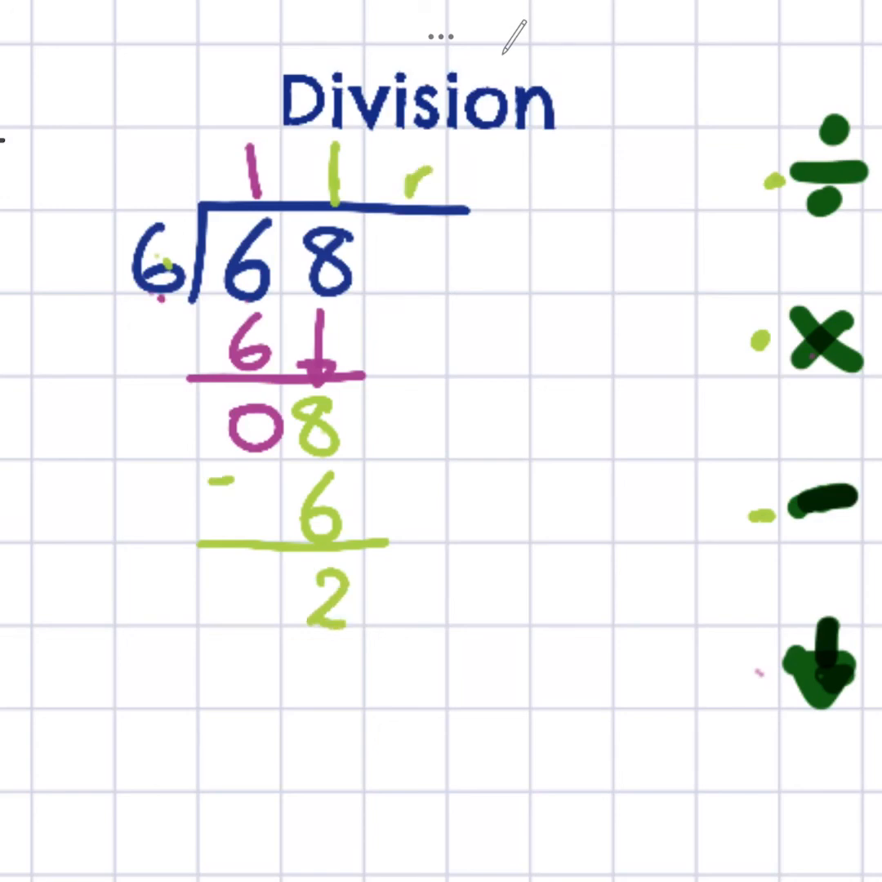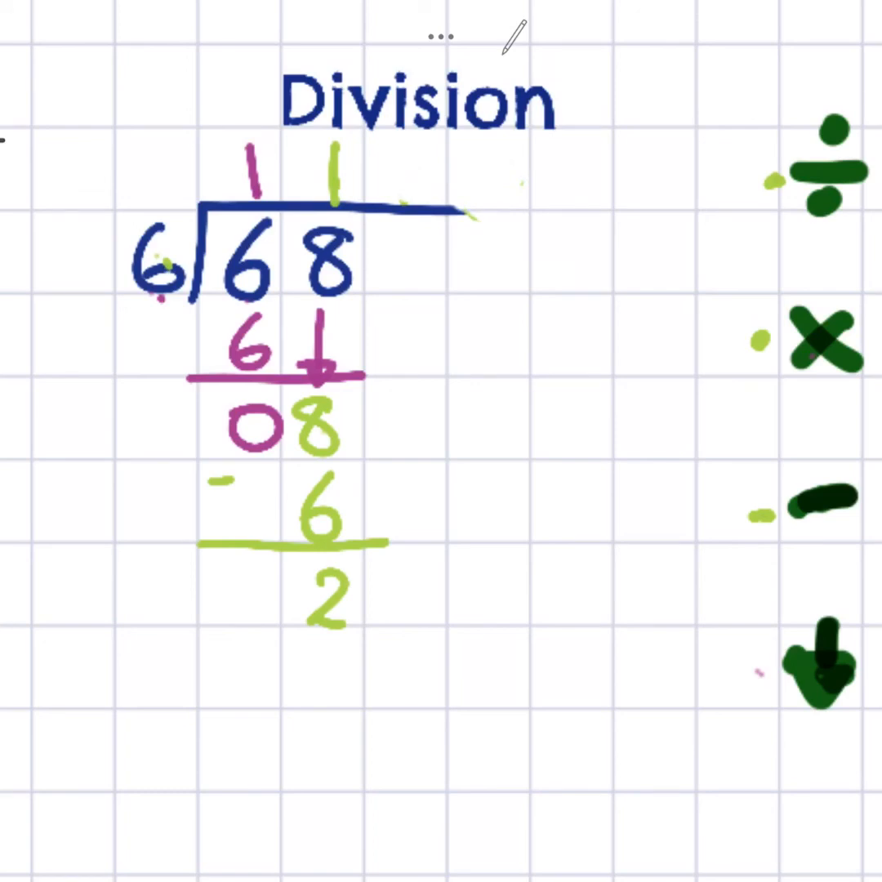Now there's different ways you can write a remainder. You can just put the little r symbol and write 2, or you can also do it as a fraction, so 2/6, which you can simplify to 1/3 if you want. Or you could write it as a decimal, and I'll show you how to do that now.